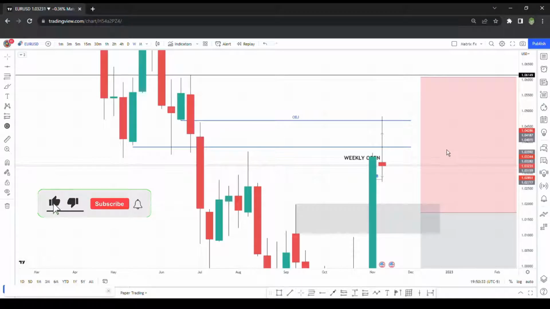This is MatrixFX. So today we are going to do a breakdown of a trade I took on Friday, the 18th of November 2022. So without much delay, let's hop into it, guys.